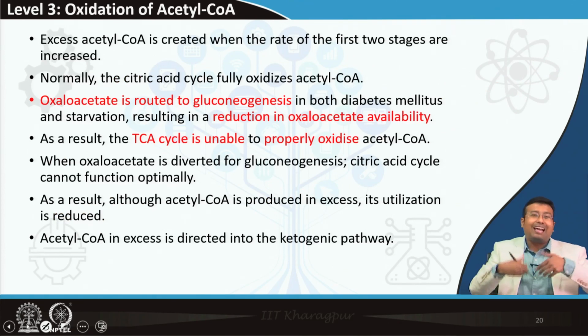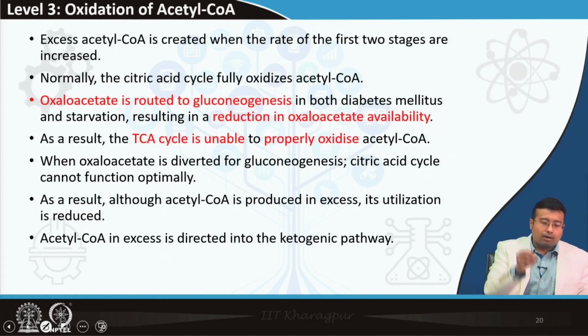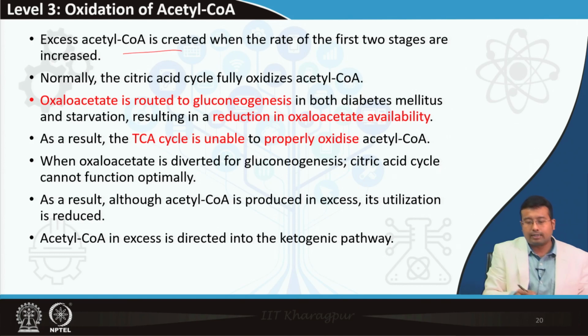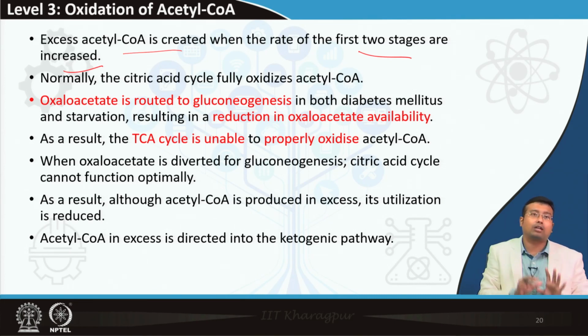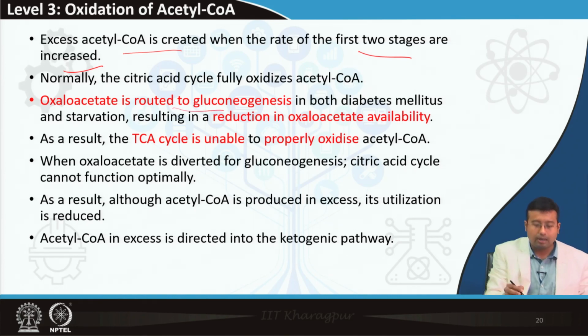So, in the last step, what happens? Excess acetyl CoA is created when the first two stages are increased. Now, we are seeing in a case of starvation or diabetes, what happens? Oxaloacetate is routed to gluconeogenesis, resulting in reduction of oxaloacetate availability.